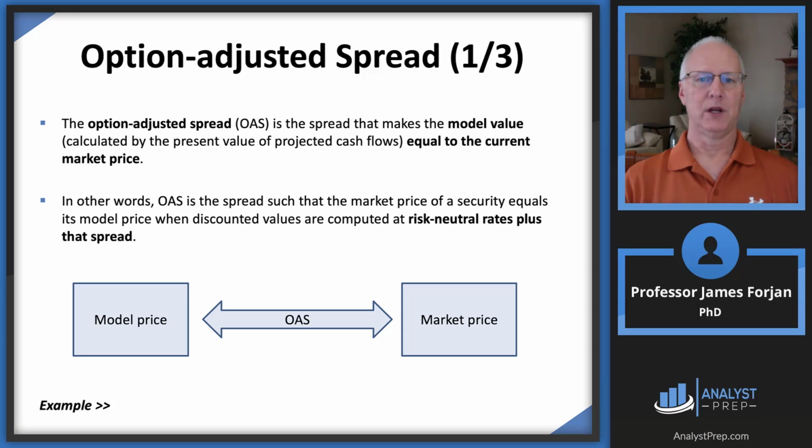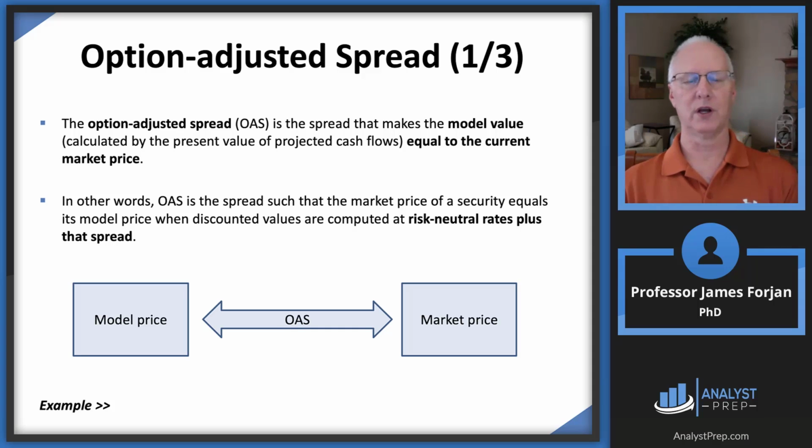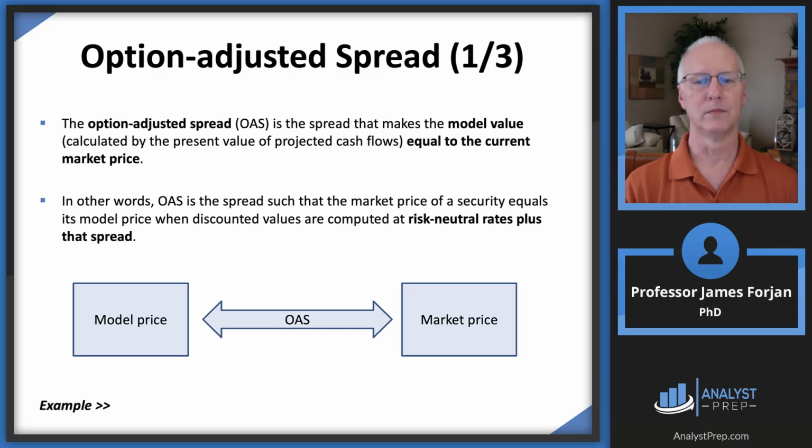How about an option adjusted spread? This is the spread that makes the present value of those projected cash flows equal to the current market price. What we're going to do is add this spread to that term structure, right? So that the price of the model is equal to the market price using those risk neutral rates.